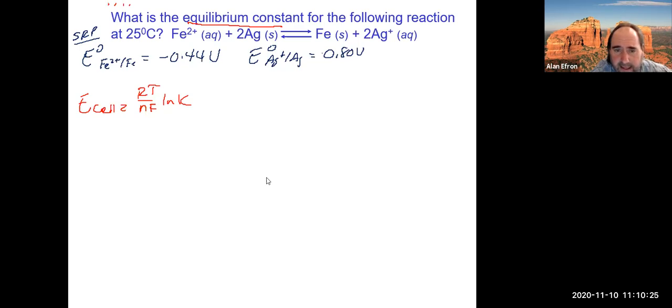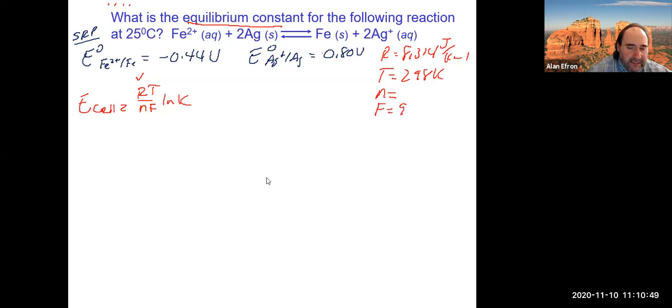If we look at a couple of things here, we have R, which is a constant, that 8.314 number. Our temperature here does need to be converted into Kelvin, so that's 298. We do need to figure out n, and F is also a constant, which is that 96,500 joules per volt per mole.